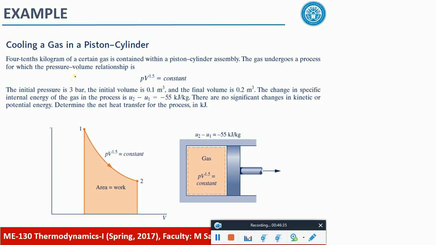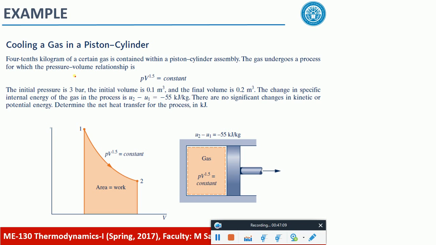And if that relationship is given to you, what does that mean? Is it an adiabatic process? It does not look like it. Why? Because if I just change that exponent, or let's say that constant, it would give me some other process. Okay. The initial pressure is 3 bar. I hope you understand those units. The initial volume is 0.1 meter cube and the final volume is 0.2 meter cube.